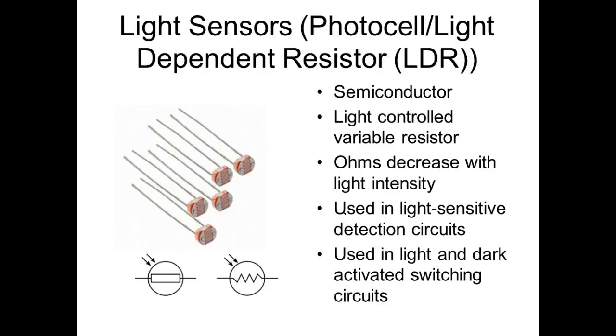These are pretty important. You'll run into these all over the place. This uses a characteristic that's common to solid semiconductors, where they actually change their resistance relative to light. It's a semiconductor light-controlled variable resistor: ohms decrease as light intensity increases. They're used in light-sensitive detection circuits and light- and dark-activated switch circuits. So we run these all the time, for these things and other methods of switching AC using solid state instead of using relays.